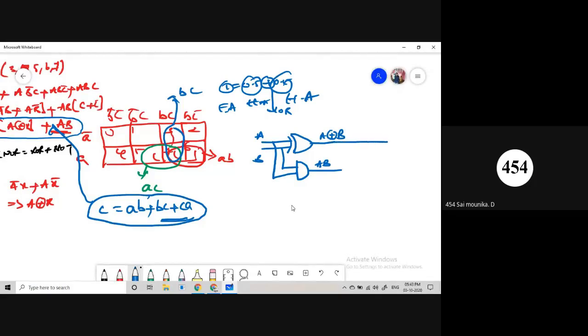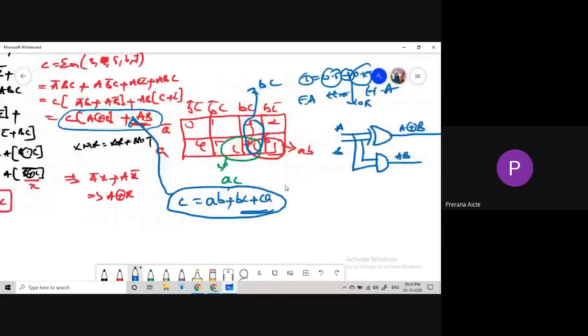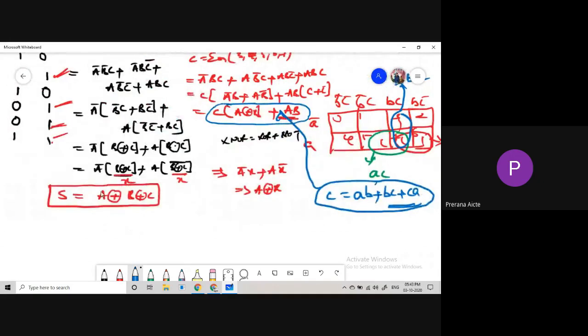I'm not asking how many adders, I'm asking about the output of the full adder. The sum equals A XOR B XOR C, right? We take the red color for this. Sum equals A XOR of B XOR C. So for this we get the sum expression.